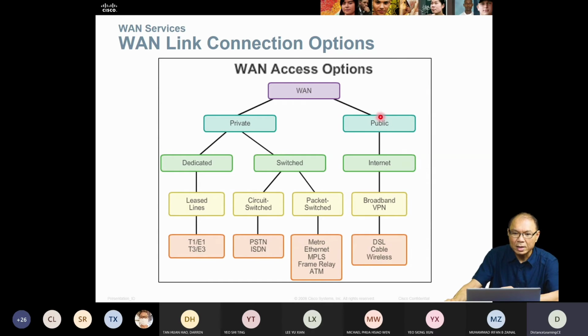Another one is called a public wide area network technology. Public means that you are using the service provider's technology. So you want to connect to the internet, you go and buy a network from maybe StarHub. Then StarHub wants to connect to USA. StarHub has its own partner somewhere else, maybe in the Pacific Ocean first, before it connects to the USA. So these are considered to be public wide area network access. Private means you own everything.